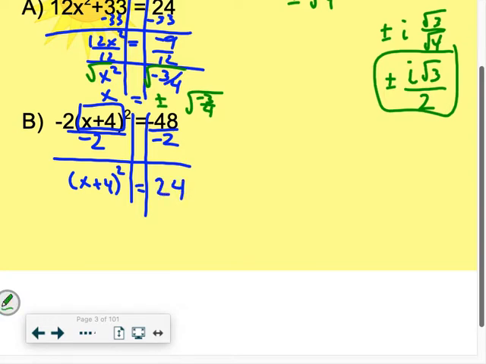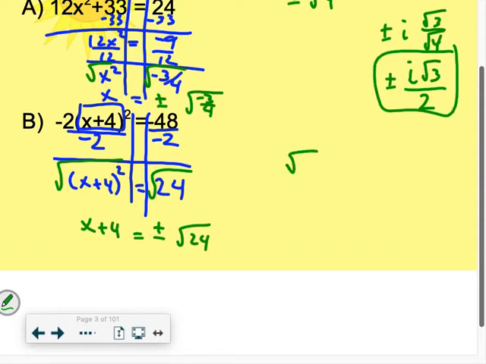Then I'm going to undo the squared by square rooting, because I'm saving what we would do first, which is what's in the parentheses, to undo last. So I get x plus 4 equals, don't forget your plus or minus, square root of 24.